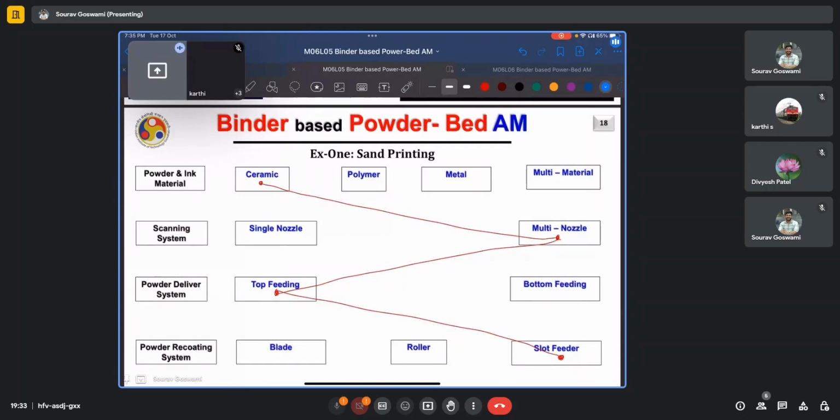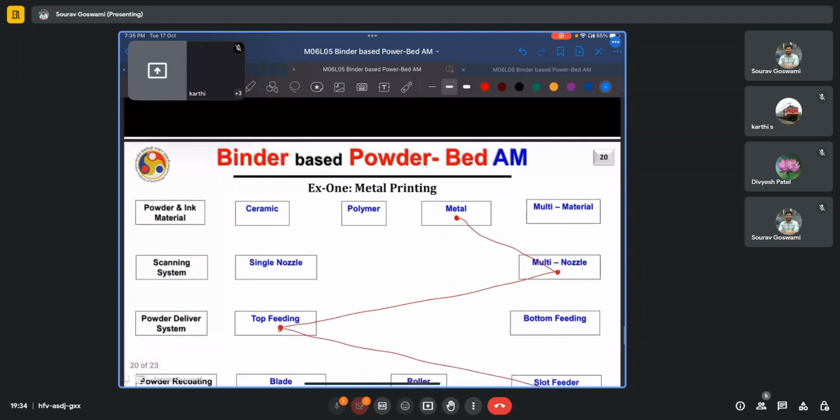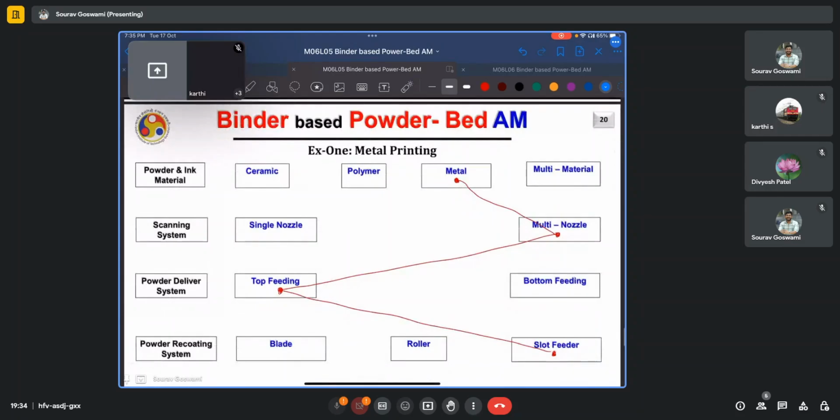Another one, which is the sand printing machine by ExOne, uses ceramic powder as a feedstock. Again, it uses a multi-nozzle deposition head and a top feeding powder delivery system delivered through a slot feeder. The metal printing machine by ExOne uses metal powder as feedstock instead of ceramic, and similar to other technologies, uses a multi-nozzle deposition head and a top feeding configuration to deliver the powders via a slot feeder.